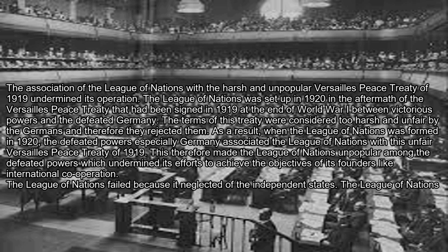The League of Nations failed because it neglected the independence of states. The League of Nations was set up to protect the member states from external aggression, but it greatly failed in this area. For example, Italy invaded Ethiopia in 1935 while Germany invaded Austria, Poland and Czechoslovakia. These were independent states which the League of Nations was supposed to protect, but it failed to use its system of collective security or responsibility against the aggressive powers. This therefore made the League of Nations unable to achieve its objectives like maintaining peace in the world.